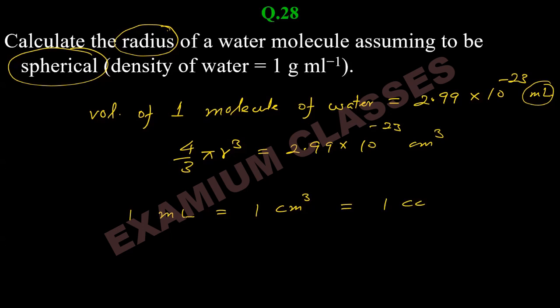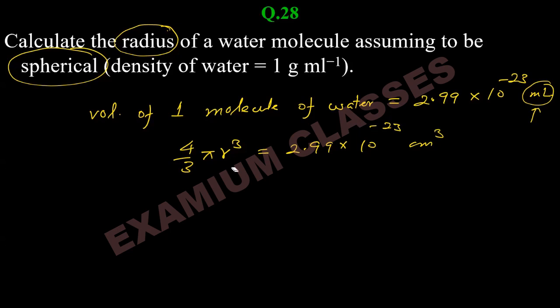Sir, CC represents? Centimeter cube or cubic centimeter. Okay, sir. These are the same thing. So the point here is when you calculate the radius, you have to have all the units the same. So don't write milliliter, write it centimeter cube, because here the radius has to be in SI units. The SI unit of length is meter, and you can obviously convert it to centimeter.